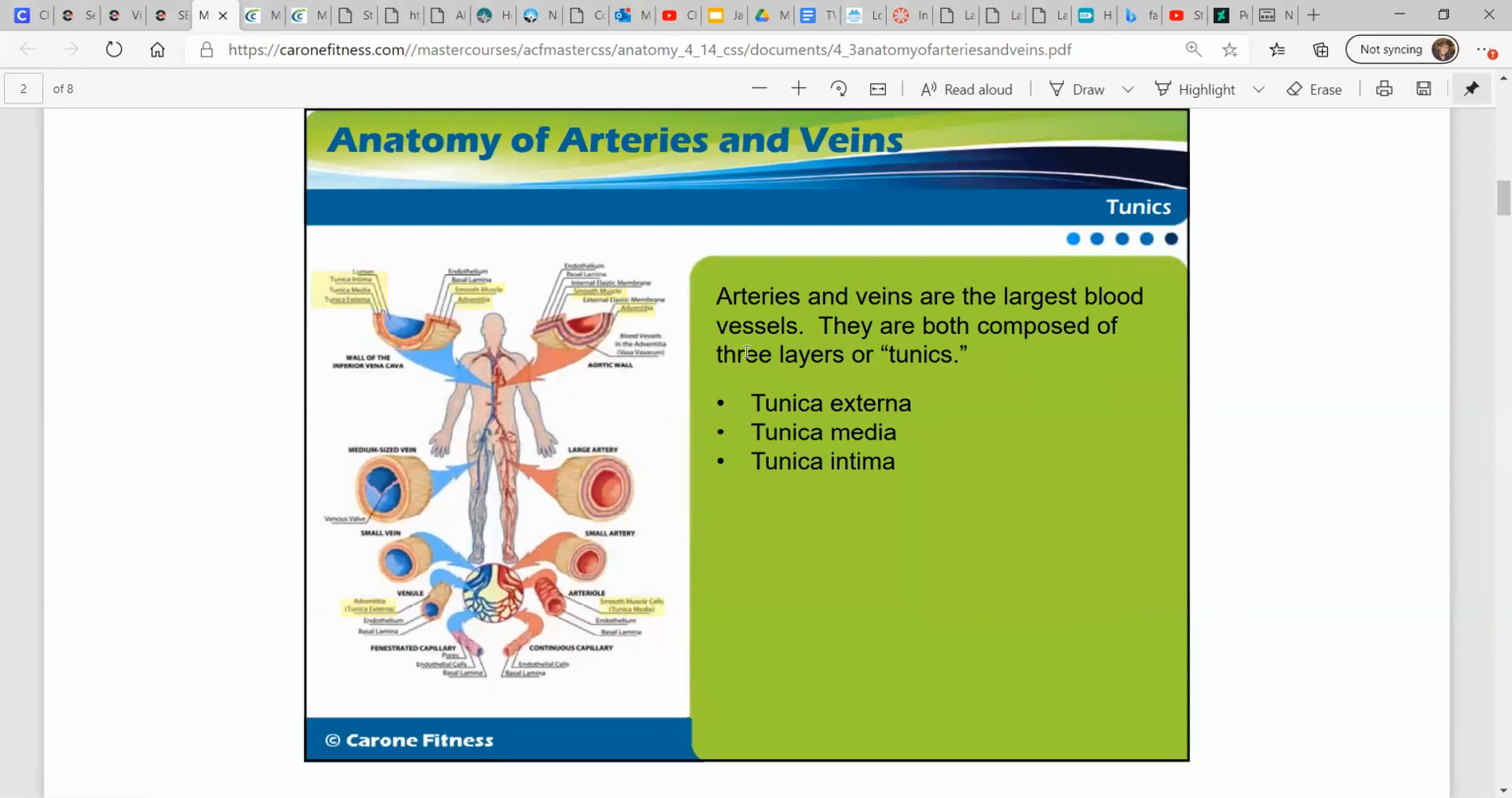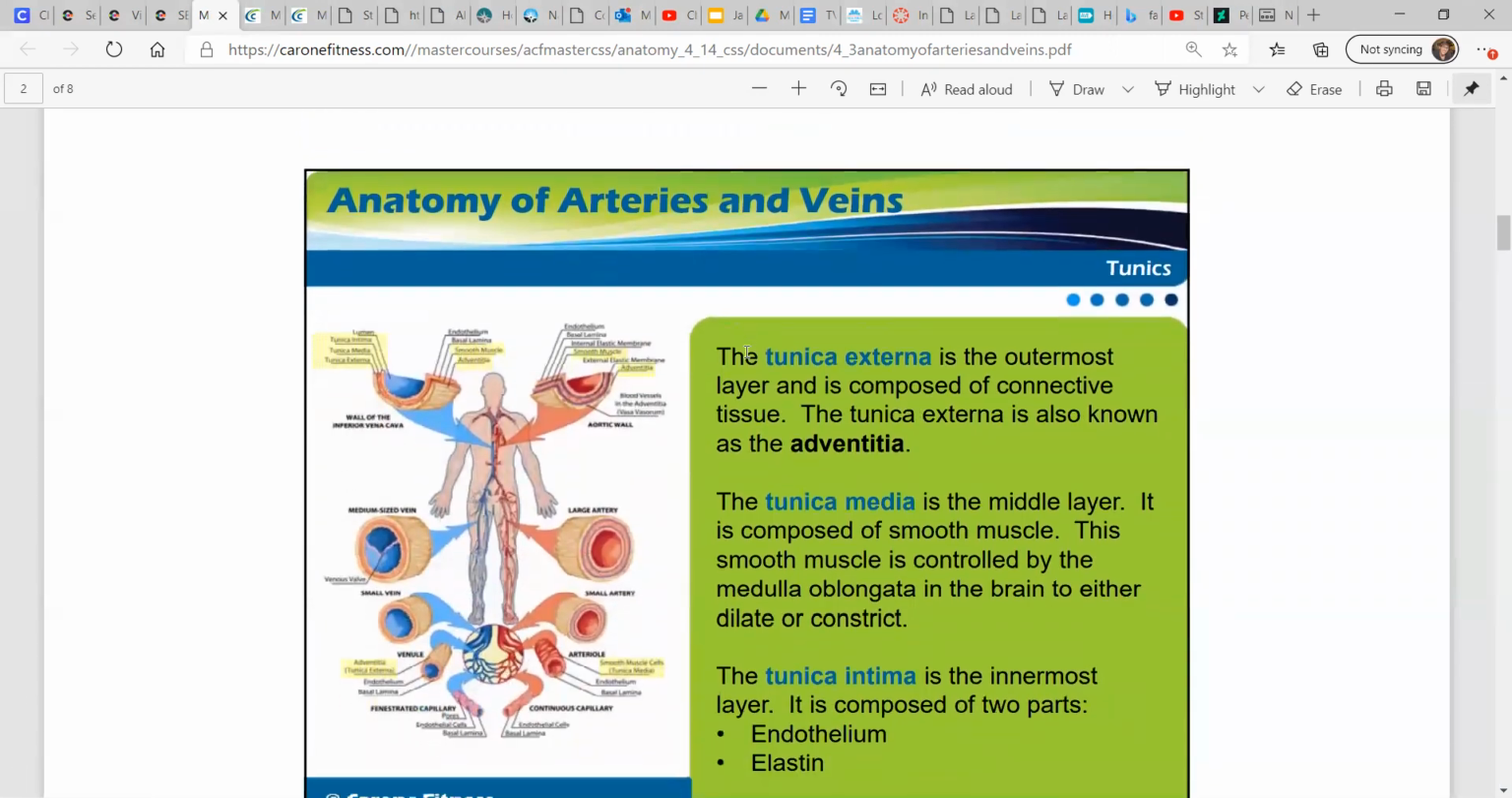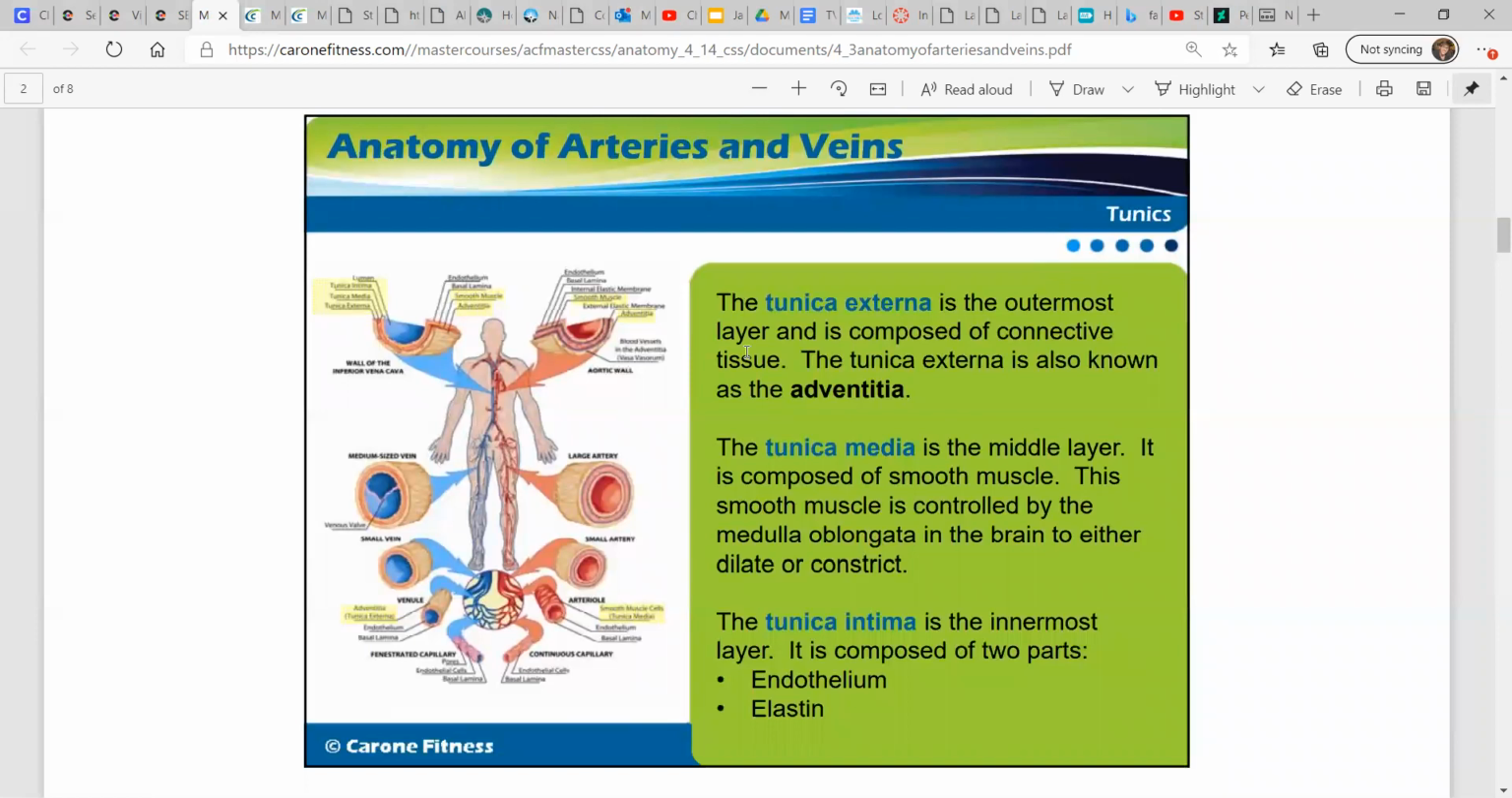Arteries and veins are the largest blood vessels, and they are both composed of three layers, or tunics. We have the tunica externa, the tunica media, and the tunica intima. Now, what do those mean? Well, externa, think of external. It's the outermost layer and is composed of connective tissue. The tunica externa is also known as the adventitia.